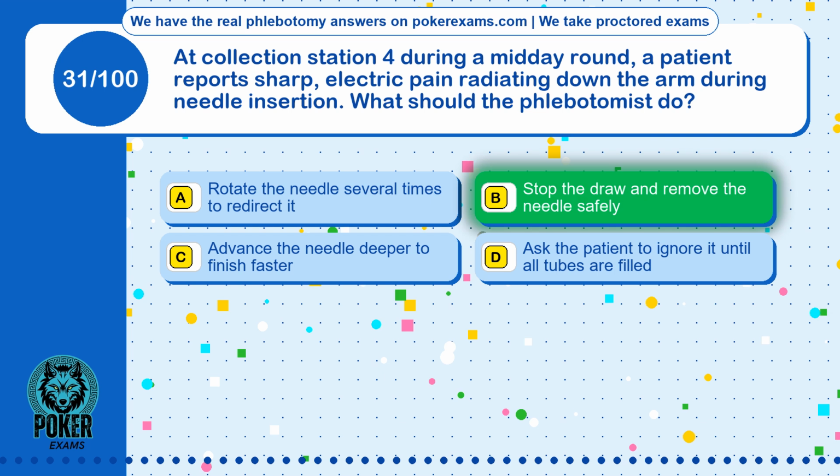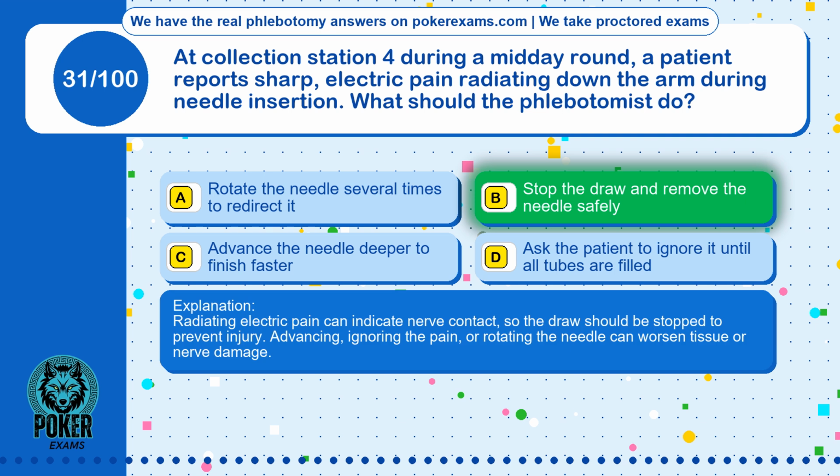The correct answer is option B. Stop the draw and remove the needle safely. Radiating electric pain can indicate nerve contact, so the draw should be stopped to prevent injury. Advancing, ignoring the pain, or rotating the needle can worsen tissue or nerve damage.